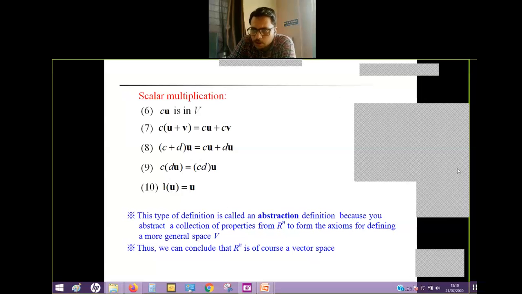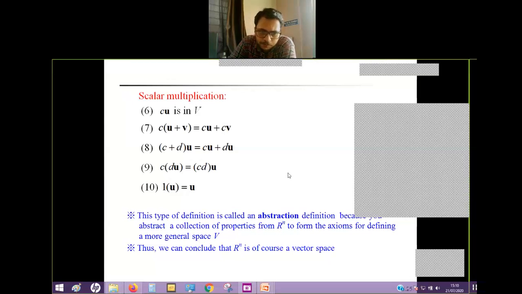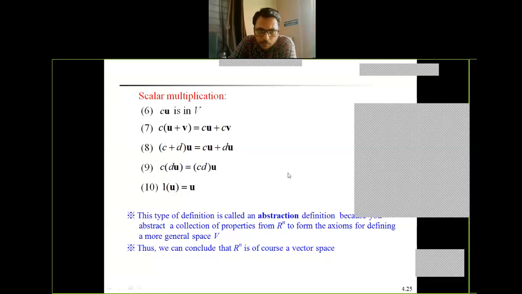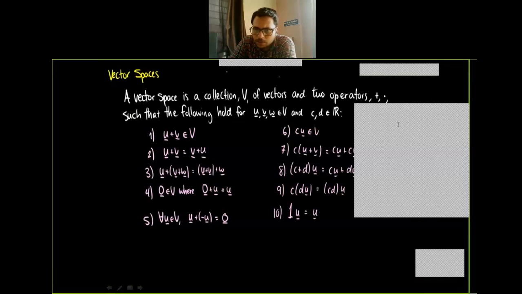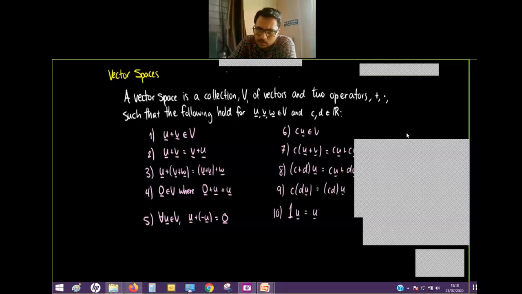So please tell me whether you are getting the definition. Yes. Now we will move ahead. Have you understood why Rn is a primary example of vector space? So this is another definition, a very simple definition.